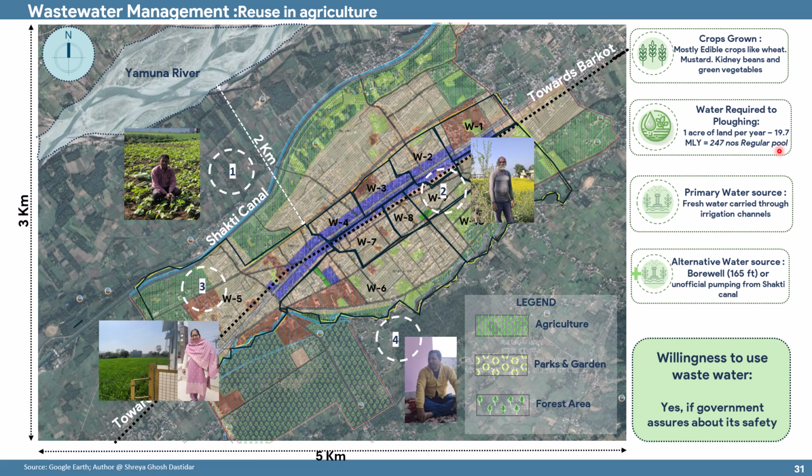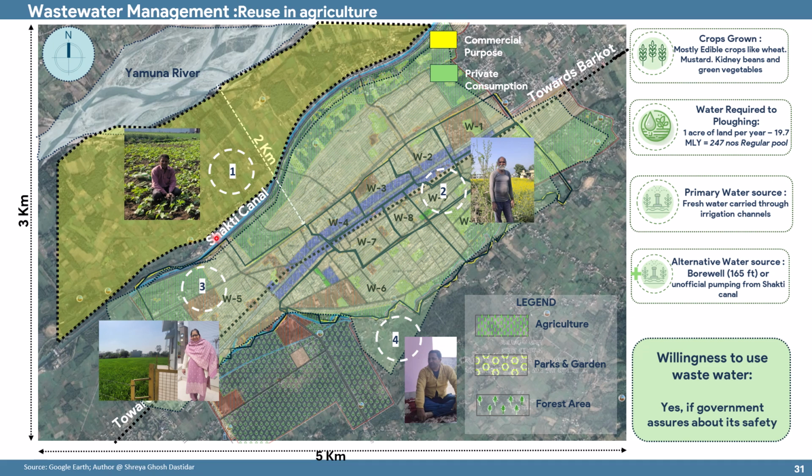Although the primary source of water is carried by the irrigation canals, during crisis, groundwater is also increasingly being used within the past decade, with farmers saying that borewell construction has increased from around 1 or 2 fifteen years back, that is around 2010, to currently around hundreds. Also during crisis season, unofficial pumping from the Shakti Canal is observed. So this is the commercial consumption area and this is the private consumption area.